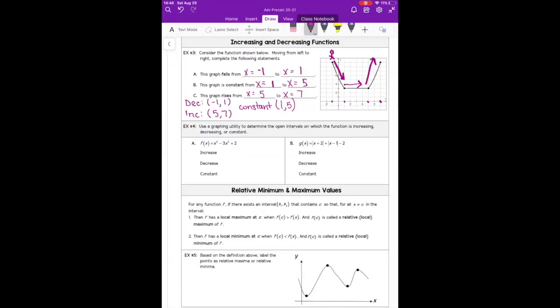So back to our notes. Thinking about this was at 0 and this was at 2. There was no constant.